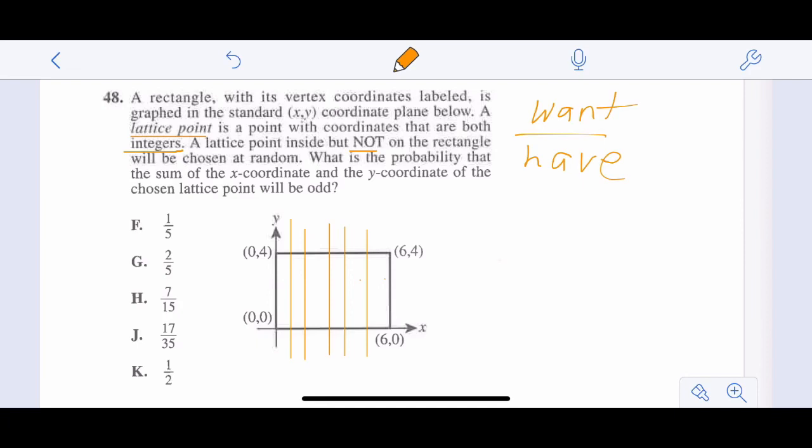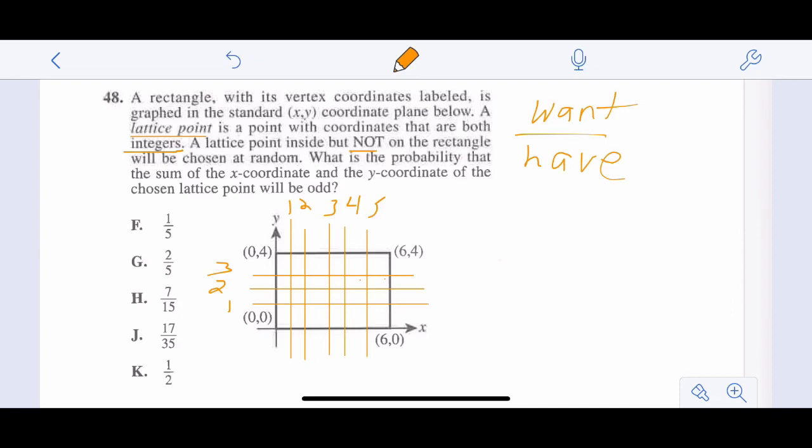So 1, 2, 3, 4, 5, 6. Don't have to really worry about the 6 actually because it has to be inside. And then, so we have 1. Nope, I missed one. Because there's 4. 2, 3, 4. So we just have to worry about those 3. And we got to say the xy coordinate will add up to be odd.